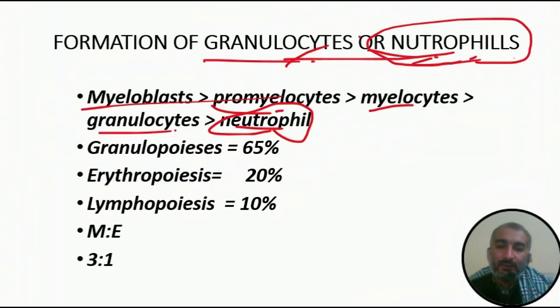So granulopoiesis occurs at 65% in hematopoiesis, erythropoiesis occurs 20%, and lymphopoiesis occurs 10%. Why does granulopoiesis occur more? Because those are the cells, neutrophils, which come first and fight in inflammation. If there is a problem in our system, for example during inflammation, they come first. That's why our body needs more granulopoiesis, i.e. neutrophils. Monocytes and eosinophils have a 3:1 ratio. We have to know that.